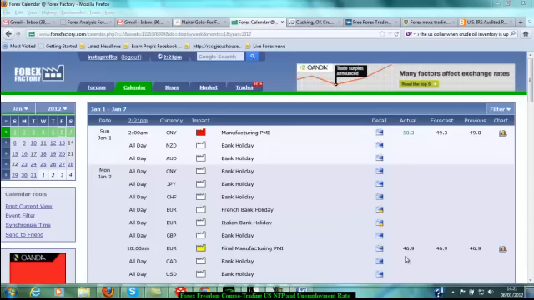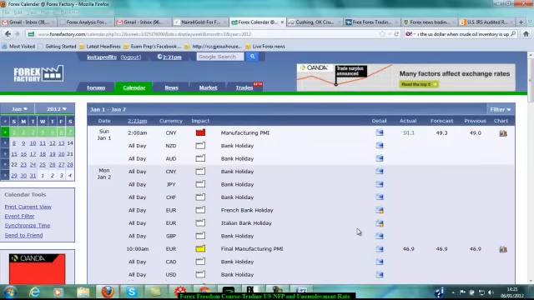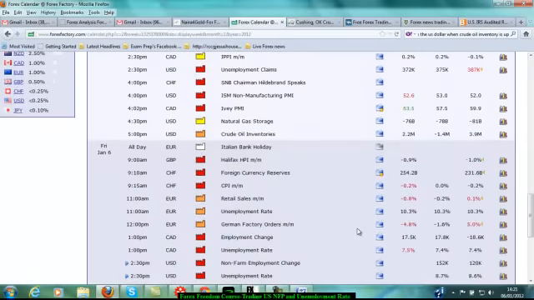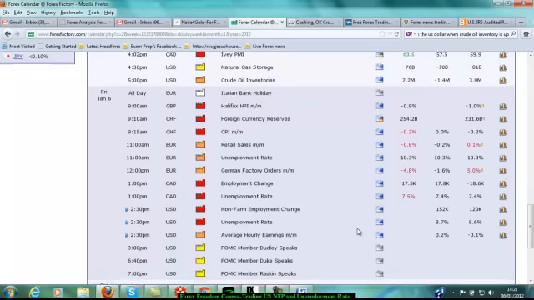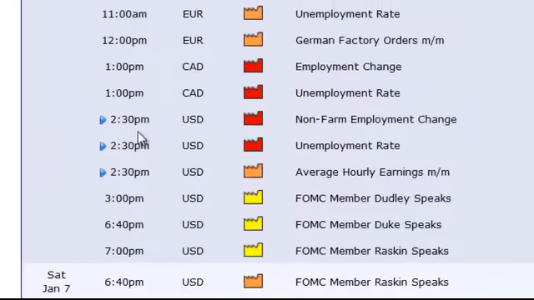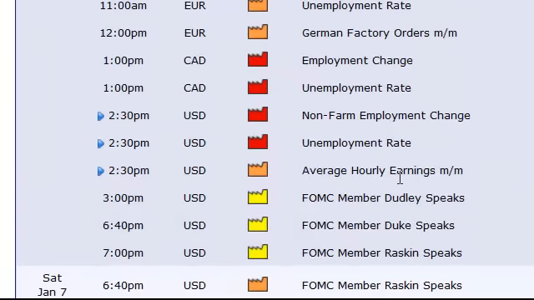In this very clip, we want to trade the US non-farm payroll and unemployment rate. We will be watching the event. It's coming out at 2:30 p.m. and in about 8 minutes the figures will be out.